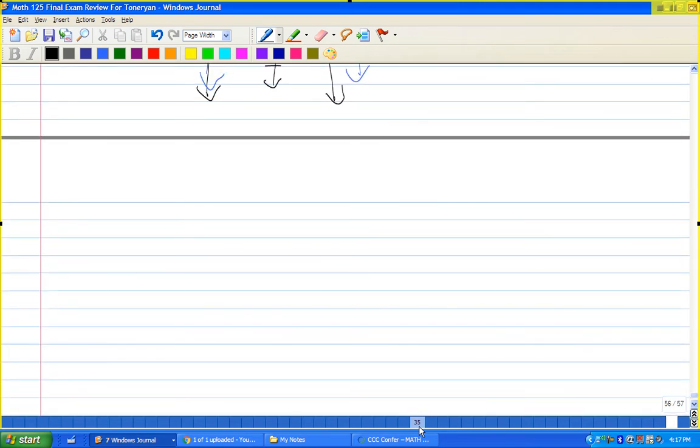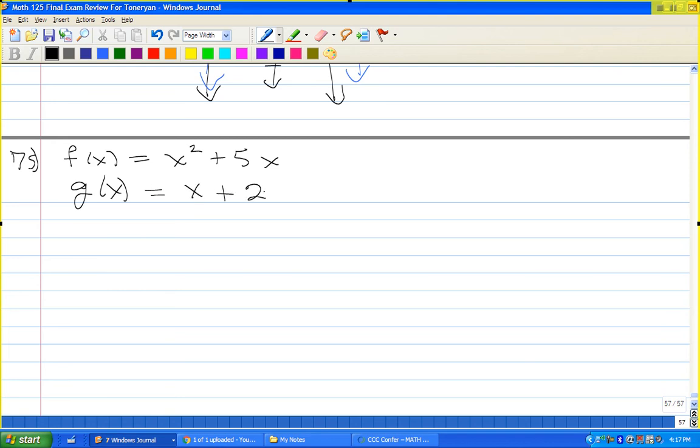75. F of x equals x squared plus 5x. G of x equals x plus 2. F composed, I should say this, F composed with G at 2. Well, that's what I want to figure out. So it says, for the given functions f and g, find the composition.